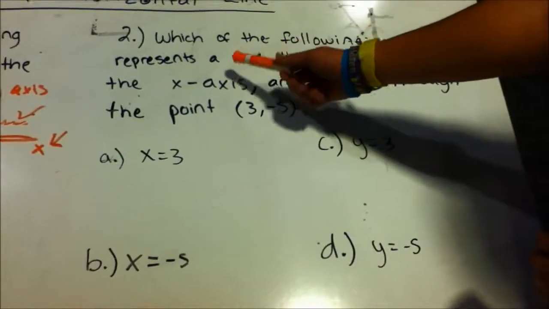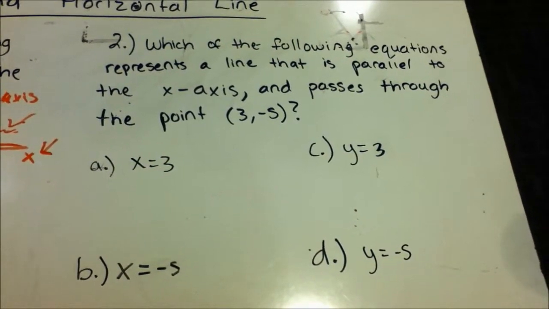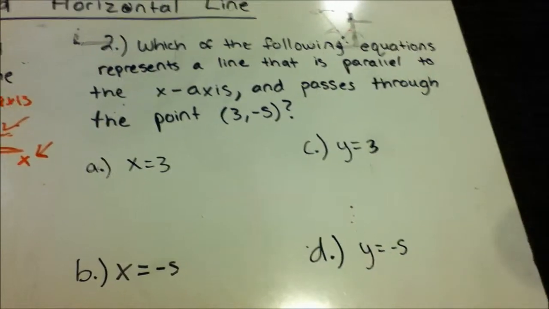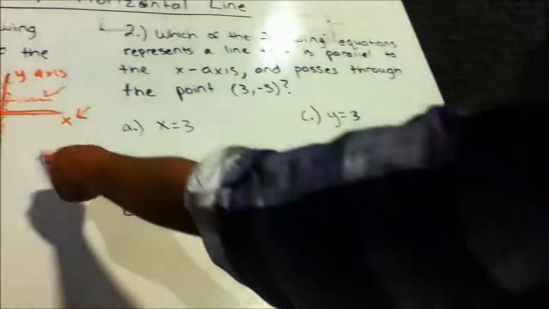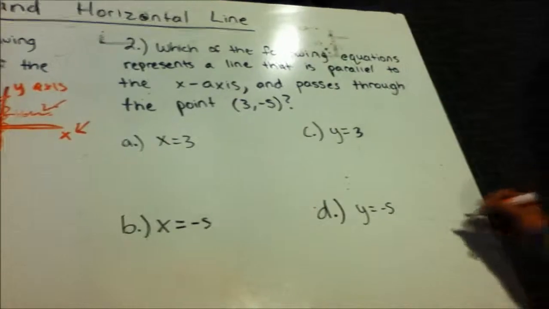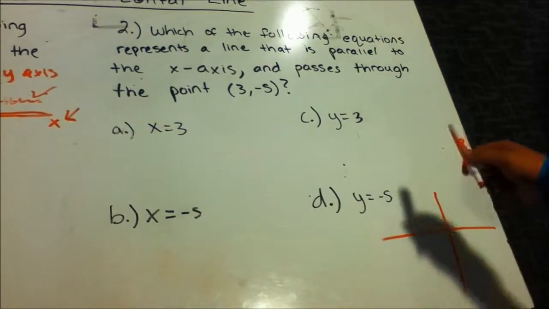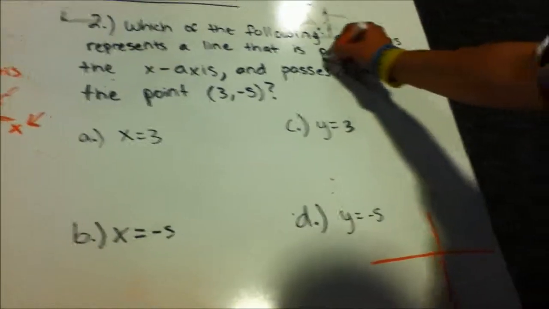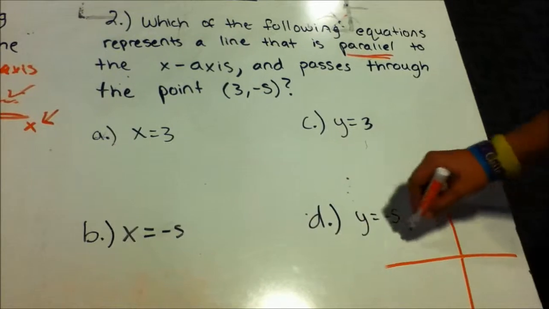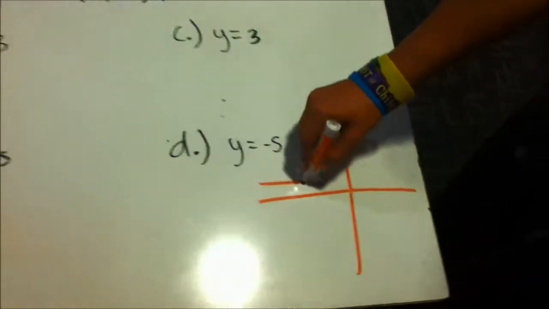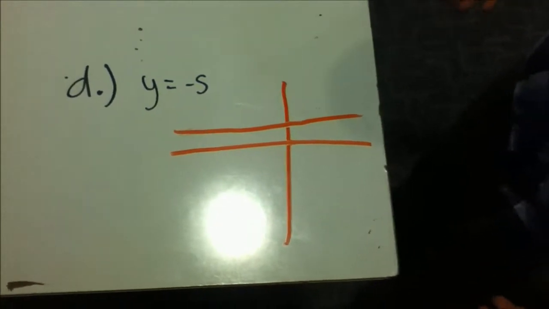Next, we're going to talk about which of the following equations represents the line that's parallel to the x-axis and passes through the point (3, -5). The first way I like to start this problem is by making another graph. It's asking for a parallel line, so I know that's two lines that never touch. If you look on this graph right here, bam. Parallel line. We are in high school, we should know this.